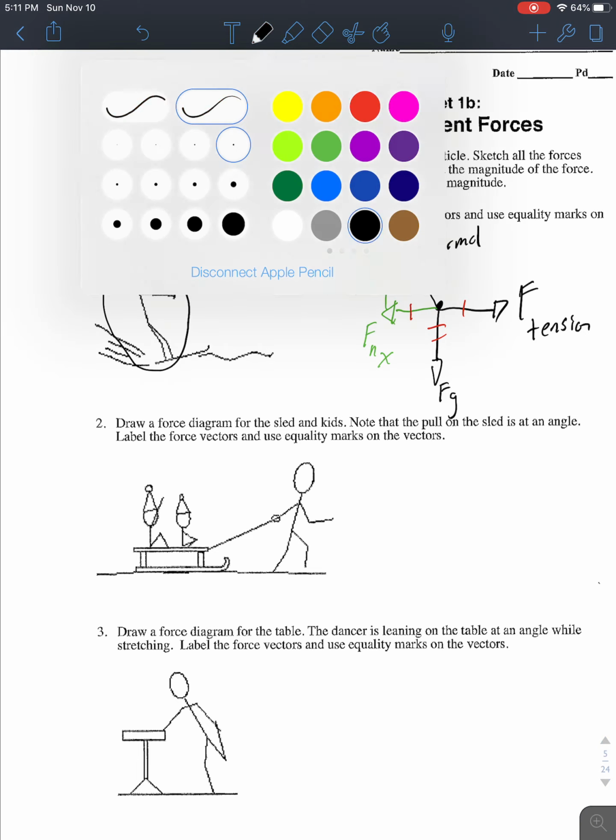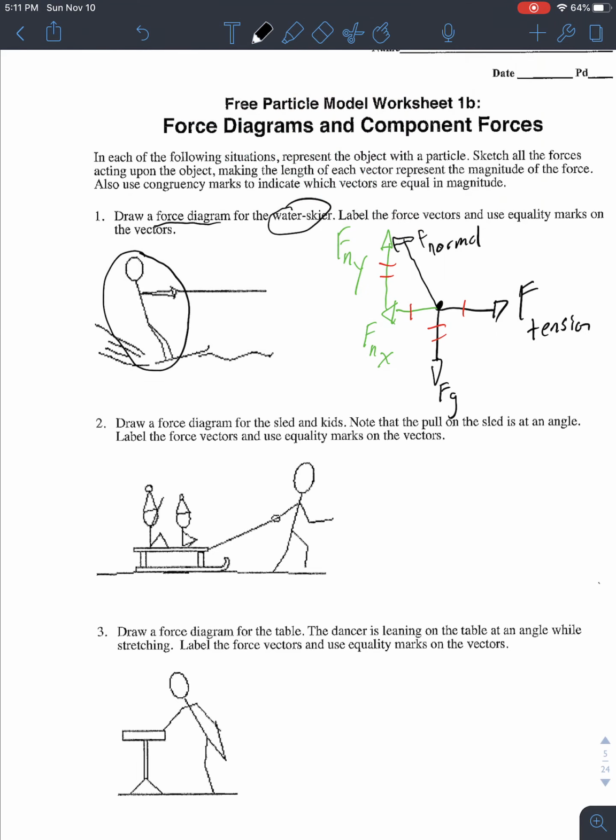So then again, if we try number 2, the object of focus here is the system of the kids and the sled. So there they are. And we have force due to gravity going down. We're going to have a normal force caused by the ground or the snow going upward. And at an angle, we'll have a tension force caused by the rope.